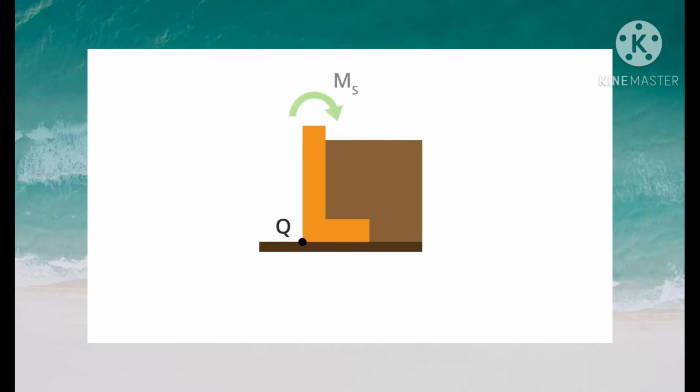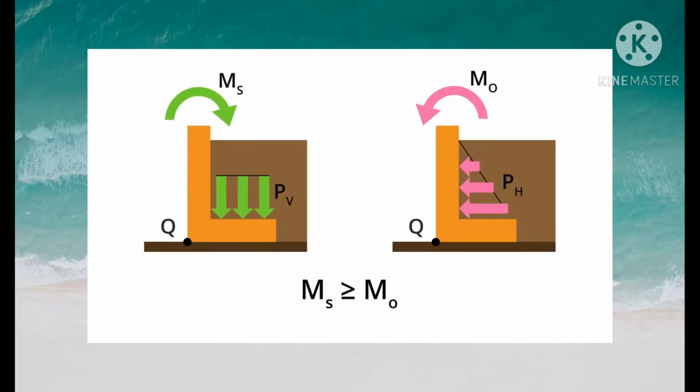Next, they figure out the stabilizing moment, MS, produced by the soil pushing downwards on the horizontal leg of the wall. Lastly, they make sure that the horizontal leg is long enough that the stabilizing moment is at least as large as the overturning moment. Then the retaining wall will be stable.